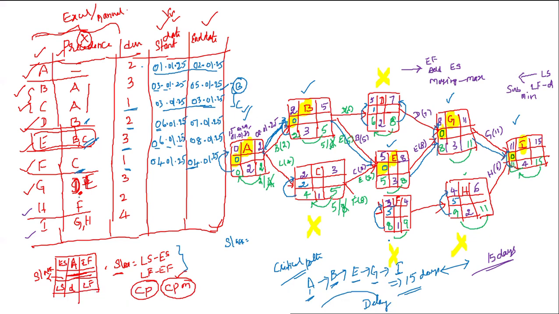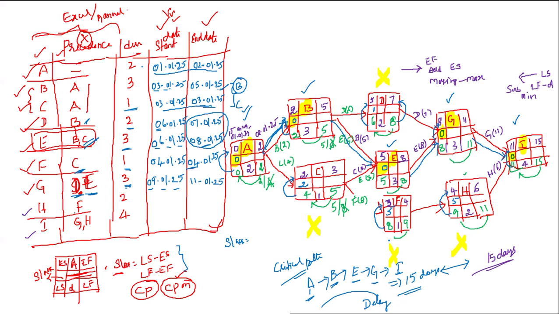If you want to start activity G, you have to complete both D and E. If you see D and E, D can be completed on the 7th. E will be completed on the 8th. Between these two, 8 is the maximum. So the 8th should be the day prior to the start of G. When can we start this activity? 9/1/2025 is going to be the starting day of this one. It will take 3 days for completion, so 9, 10, 11. So on the 11th of January, you'll be able to complete this activity.